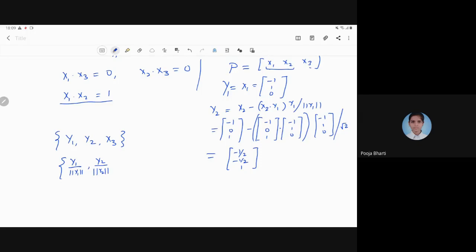By the way, check whether you have obtained Y1 dot Y2 as 0 or not, because you've constructed an orthogonal set. So you should check also, just to be sure. Y1 is minus 1, 1, 0, dot. If you are not writing dot, then write it in transposed form. Dot minus, what is Y2? Minus 1 by 2, minus 1 by 2, 1. Do you get 0?